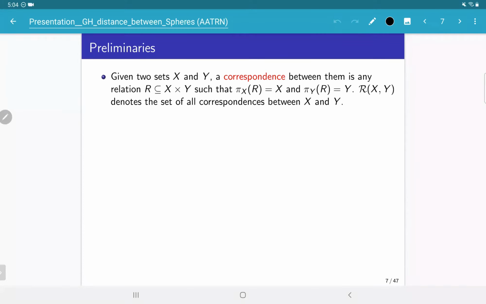Okay, so now let's set up some preliminary things. Given two sets x and y, a correspondence between them is any relation R. In other words, it is just a subset of x times y, such that pi sub x of R is whole x and pi sub y of R is whole y. Here, of course, pi sub x and pi sub y are just canonical projections to x and y, respectively. And the calligraphic R of x comma y will denote the set of all correspondences between x and y.